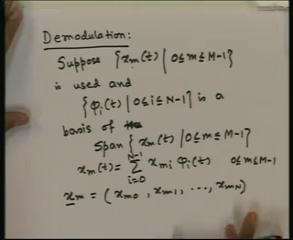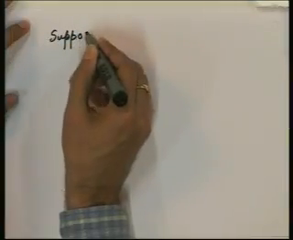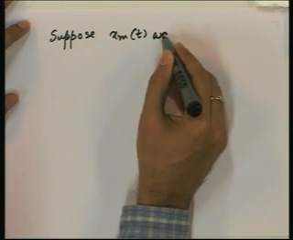We actually draw these points in the n dimensional space and we call that the constellation of the signal set. Now suppose that a particular x_m was transmitted, we will see how to detect, how to estimate which M was transmitted. So suppose x_m(t) was transmitted.